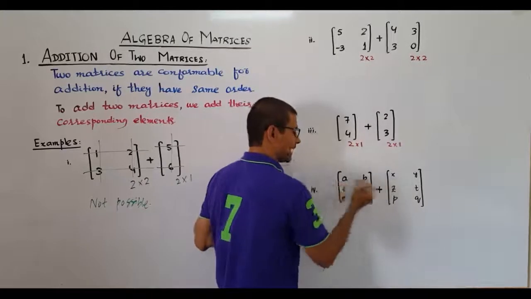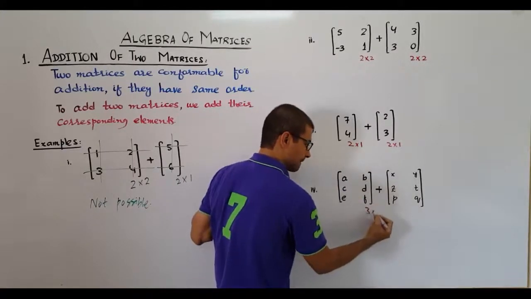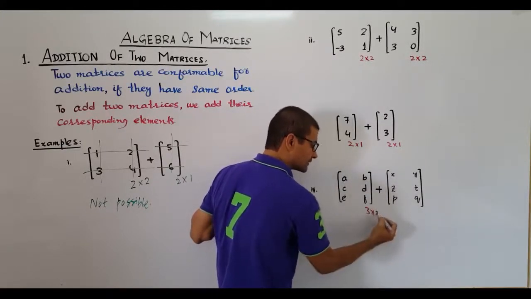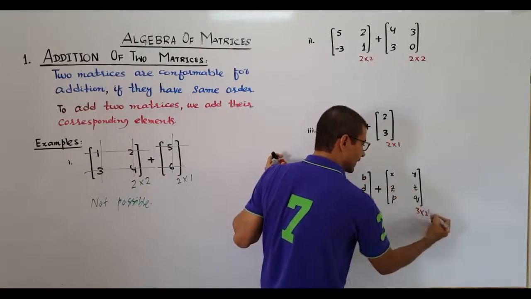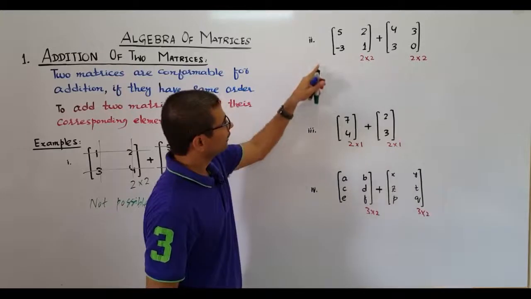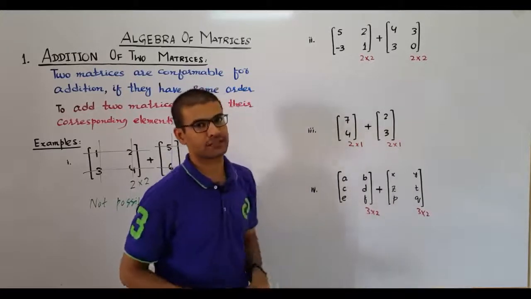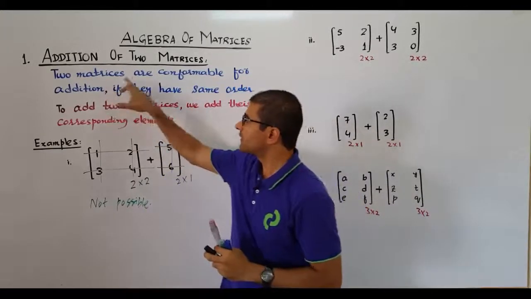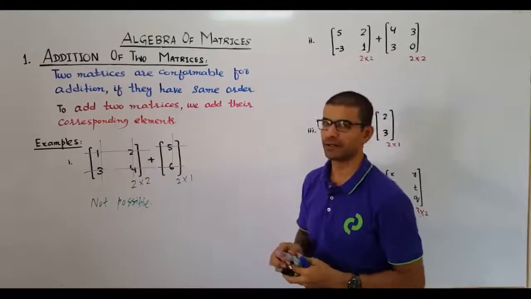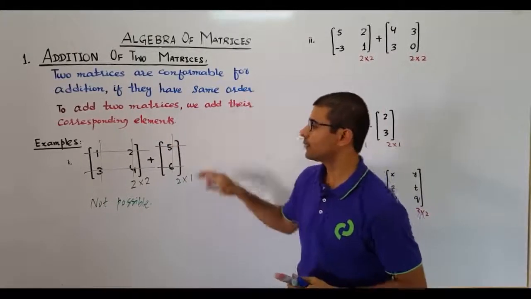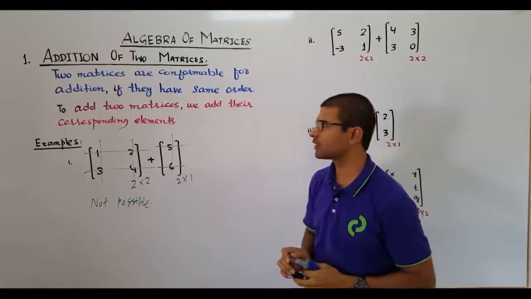In this matrix we have 3 rows and 2 columns. In this matrix we also have 3 rows and 2 columns. So in these 3 examples addition is possible. 2 matrices are conformable for addition if they have same order. In case of different order, we will just write addition is not possible.